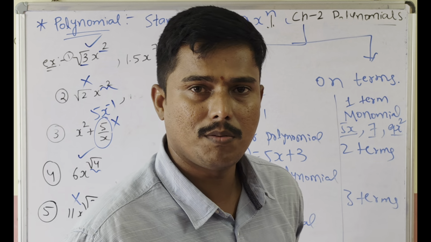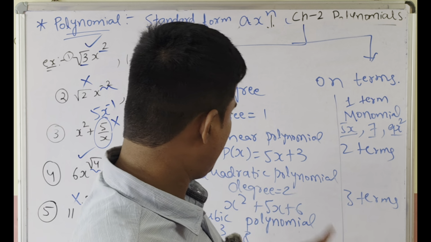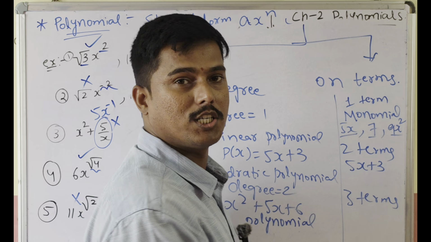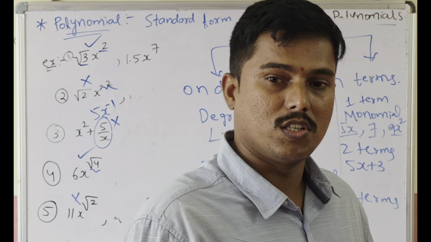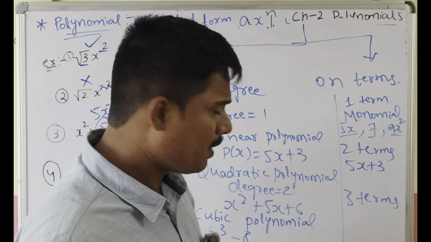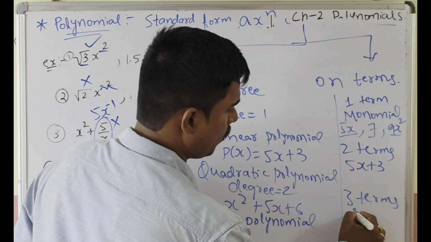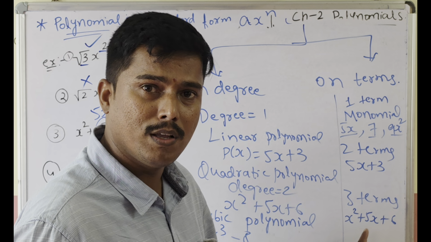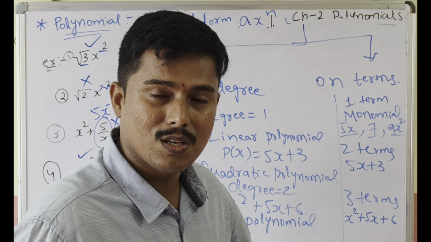Let's say if you're asking me example of 2 terms. What are 2 terms? Take this example, 5x plus 3. What are the 2 terms? 5x is 1 term and 3 is 1 term. So this is called binomial. And the third one, 3 terms. What are 3 terms? Take this example, x square plus 5x plus 6. How many terms? x square is 1 term, 5x is 1 term, 6 is 1 term.